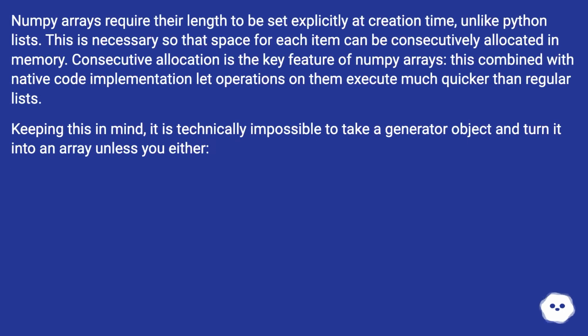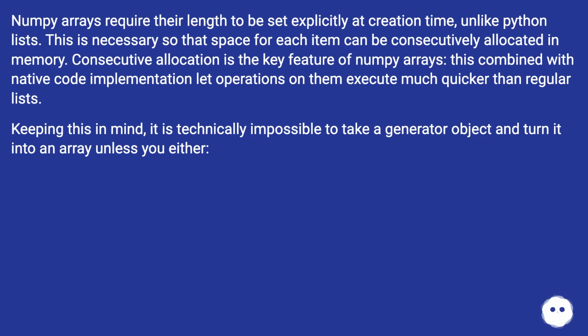NumPy arrays require their length to be set explicitly at creation time, unlike Python lists. This is necessary so that space for each item can be consecutively allocated in memory. Consecutive allocation is the key feature of NumPy arrays. This, combined with native code implementation, lets operations on them execute much quicker than on regular lists.